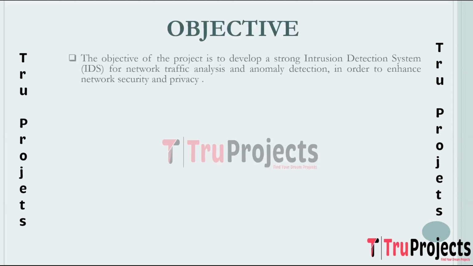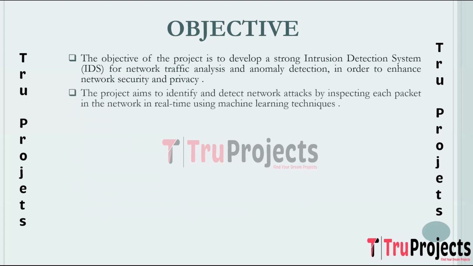Objective of the project. The primary goal of the project is to create a powerful intrusion detection system specifically designed for network traffic analysis and anomaly detection. The overarching objective is to significantly improve the overall security and privacy of computer networks. The project focuses on the real-time inspection of each packet within the network to identify and detect potential network attacks.